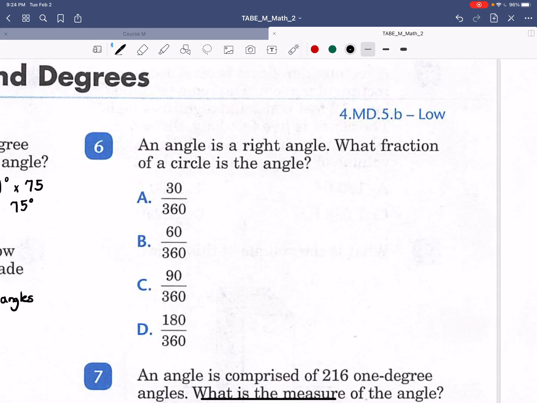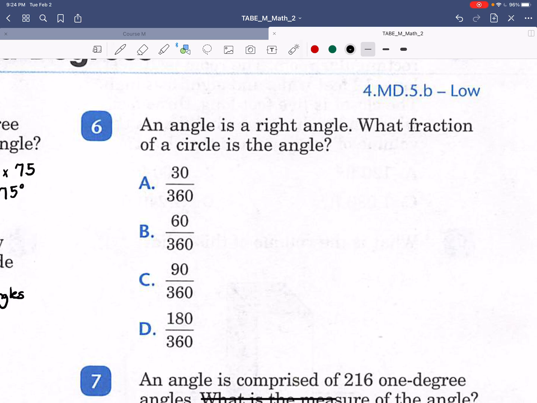Number 6, an angle is a right angle. So let me draw it for you. What fraction of a circle is the angle? Well, put the circle in there. We're looking at what this amount would be. If you know your vocabulary, you know it. What is one circle divided by 4? That is 90 degrees. So the fractional way to write that is 90 degrees over 360. So number 6 is C.